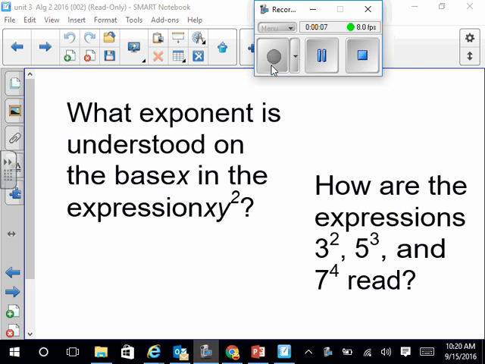What exponent is understood on the base x in the expression xy squared? In other words, I'll let it stay as it is. What exponent is on the base x in that problem? Yeah, one is correct. To the power of 1. Now I'll write in their answers and then I will go on to the next page.